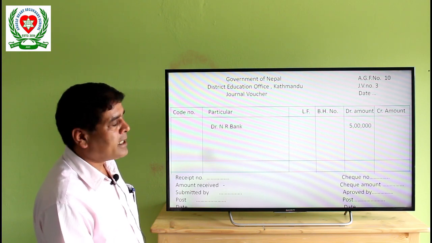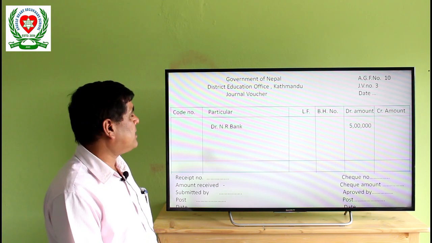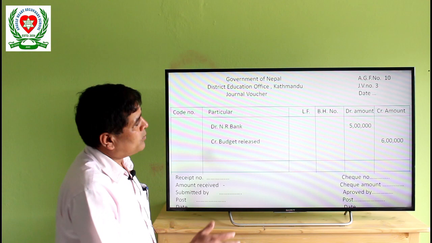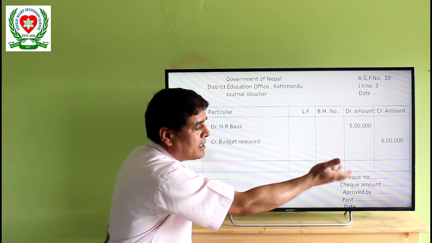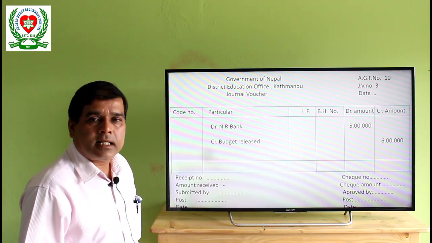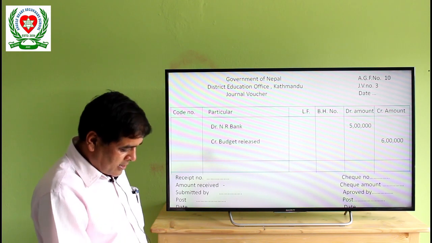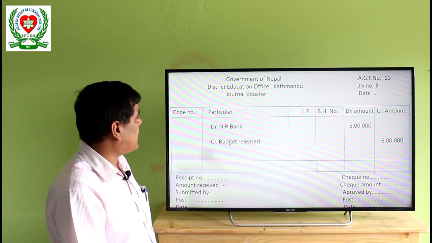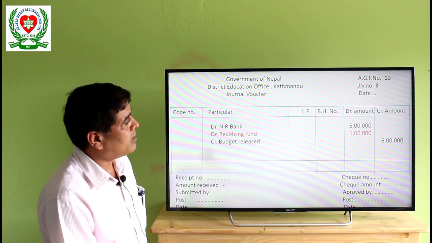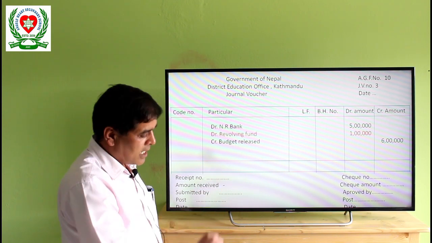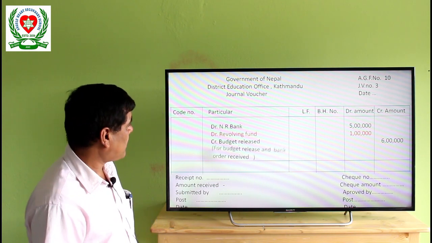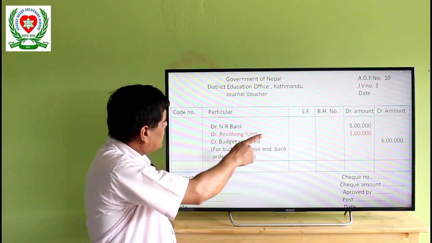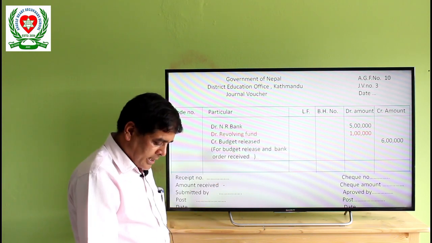Let us see in the format: debit NR Bank, 5 lakh is debit; credit budget release, 6 lakh is there. Which side is heavier? The credit side. The debit side is lighter than this, and the shortage amount is 1 lakh rupees. We have to write it on the debit side, debit revolving fund 1 lakh, and both sides should be equal. Then the NR Bank amount should be written in the receipt amount.